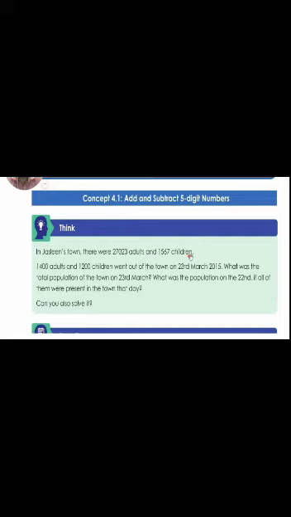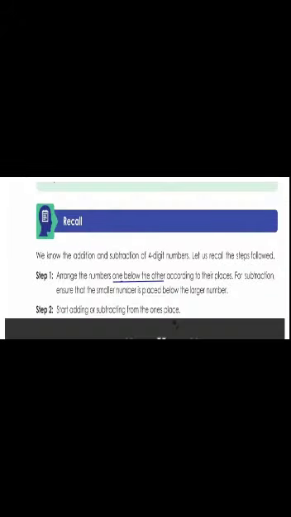Can you solve it? Yes, of course we can solve it, and we will learn in this class how to solve these sums. Recall. We know the addition and subtraction of 4-digit numbers. Let us recall the steps followed. Step 1. Arrange the numbers one below the other according to their places. For subtraction, ensure that the smaller number is placed below the larger number. Start adding or subtracting from the ones place.